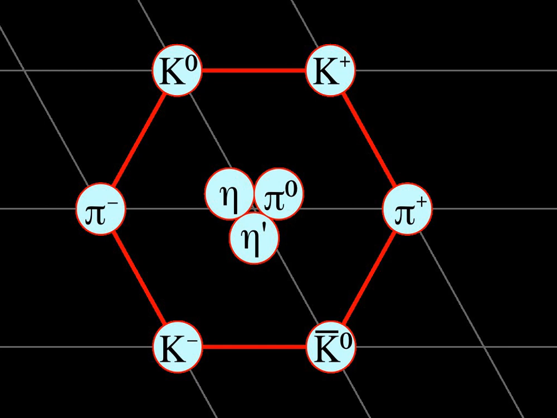If C|q q̄⟩ = +|q̄ q⟩, then the meson is C even, C = +1. On the other hand, if C|q q̄⟩ = −|q̄ q⟩, then the meson is C odd.